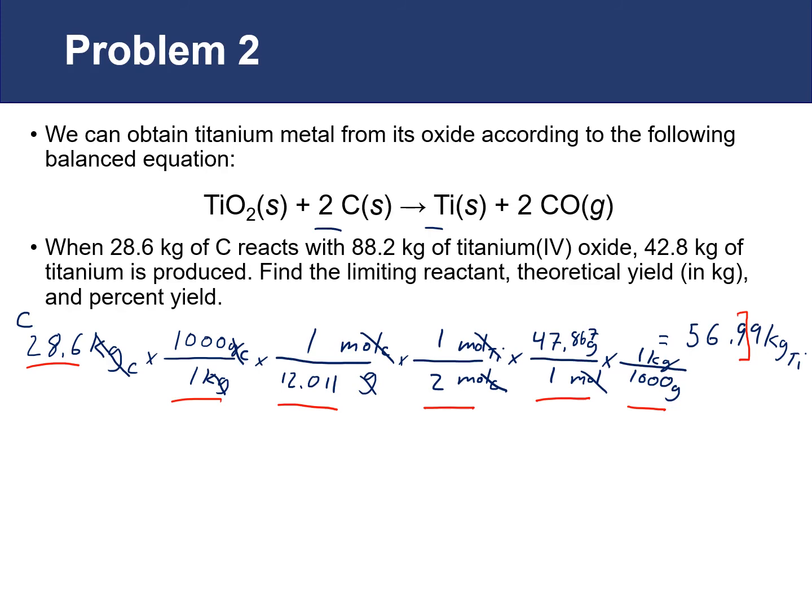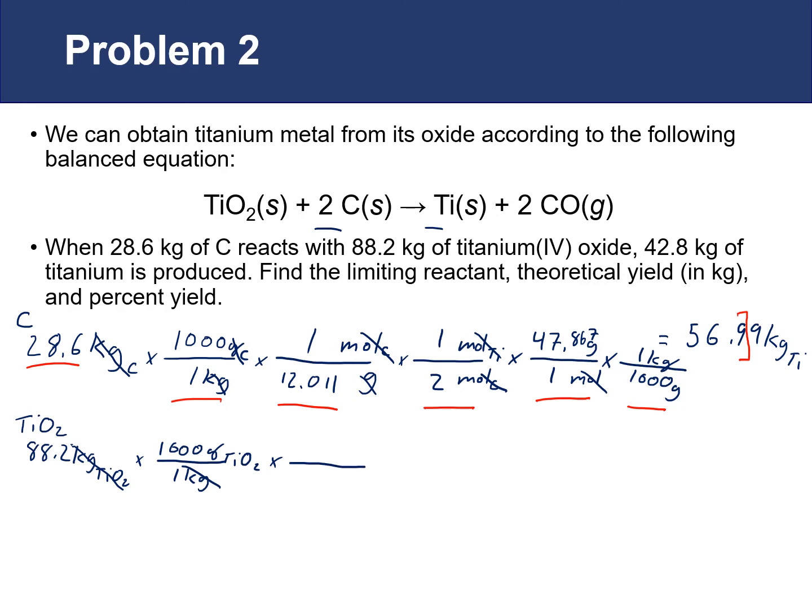Next, we need to calculate the amount of titanium we could get from the titanium oxide that we're starting with. So our titanium oxide, our titanium 4 oxide, we're starting out with 88.2 kilograms of it. We need to convert this into grams. 1,000 grams per 1 kilogram. Kilograms cancel out. Titanium oxide.